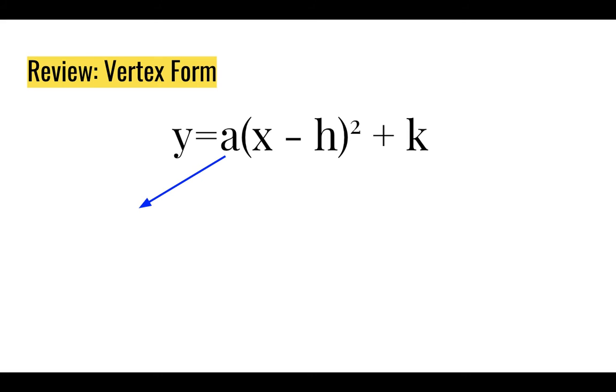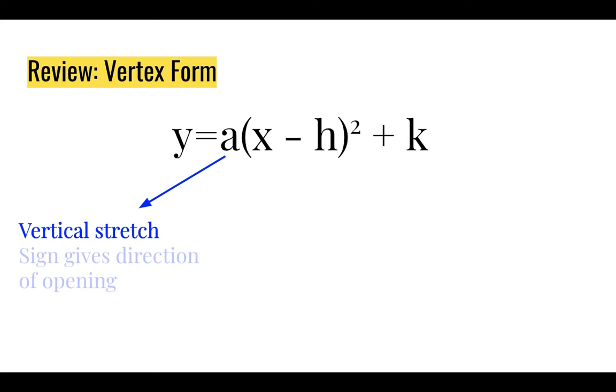So a means the same as it did in the factored form. It tells us how much the parabola is vertically stretched, and the sign of it gives us the direction of opening. So if it's a positive number, it opens up. And if it's a negative number, it will open down.